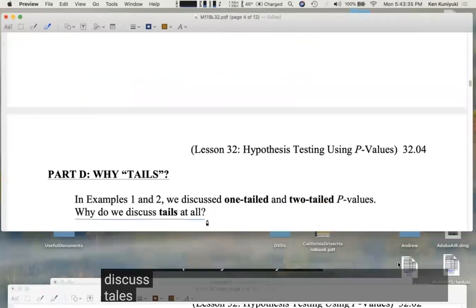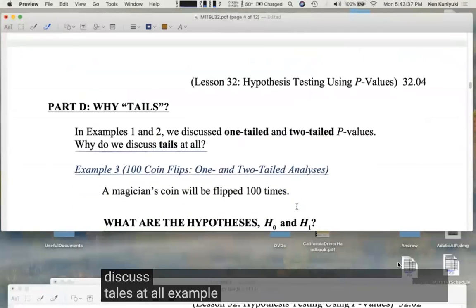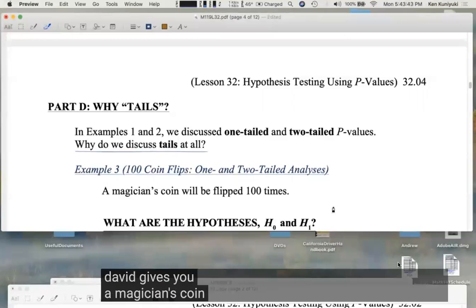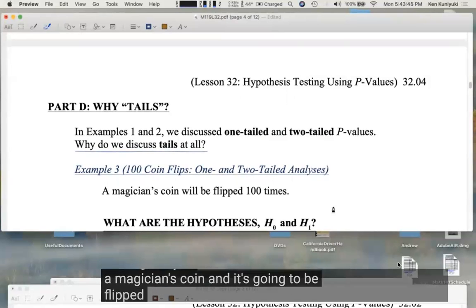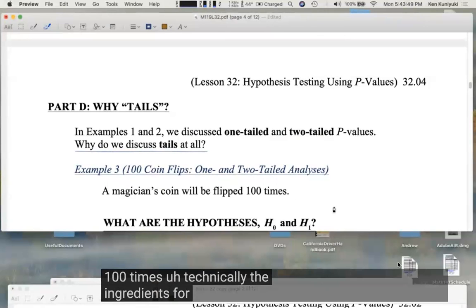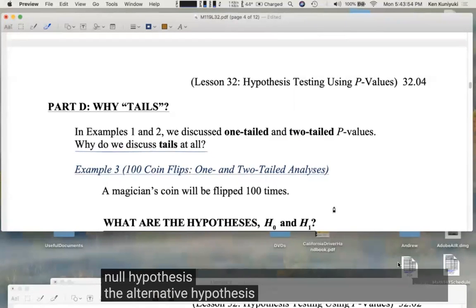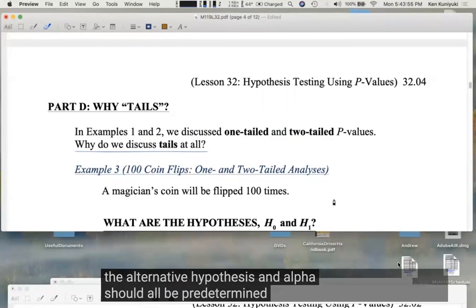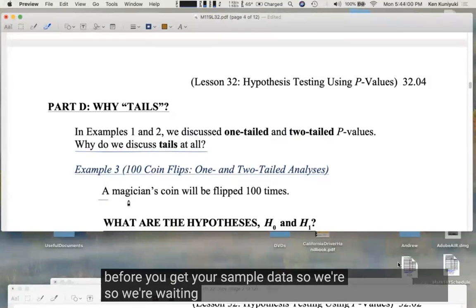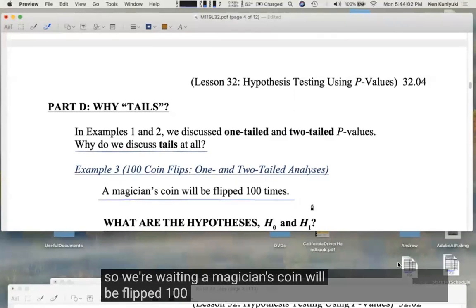Why do we discuss tails at all? Example 3. Let's go back to the magician's coin. David gives you a magician's coin, and it's going to be flipped 100 times. Technically, the ingredients for the hypothesis test, the null hypothesis, the alternative hypothesis, and alpha should all be predetermined before you get your sample data. So we're waiting. A magician's coin will be flipped 100 times.